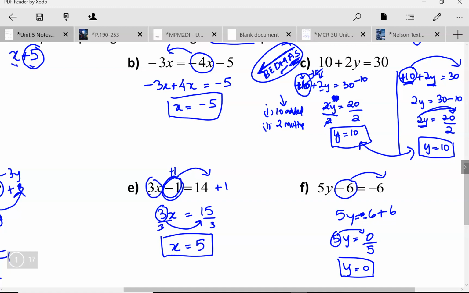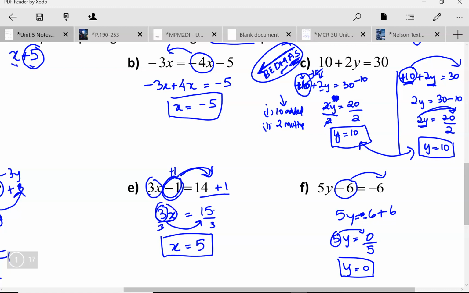Which is the 3x. So I'm going to move this minus 1 over to the other side. It's going to become plus 1, or you can think about adding 1 to both sides. That's the inverse operation. And then you combine 14 plus 1 to get 15.